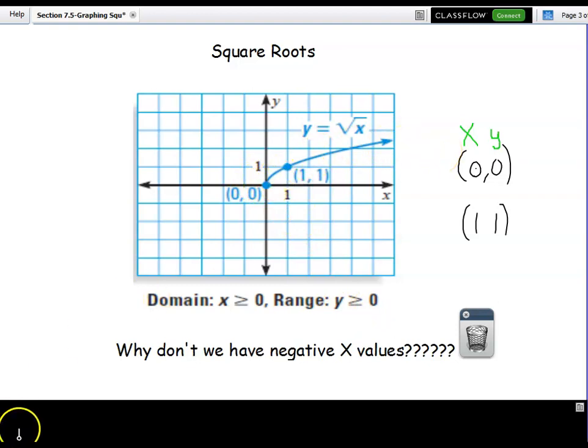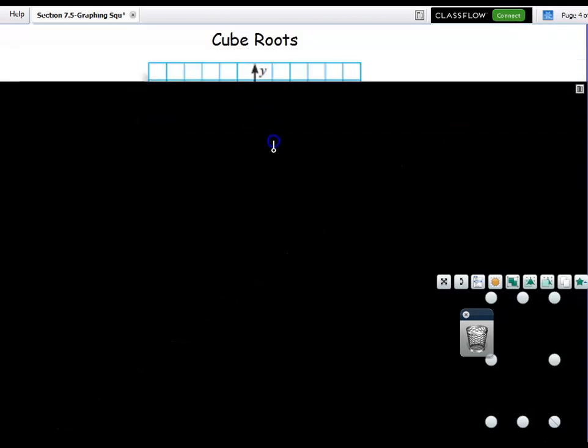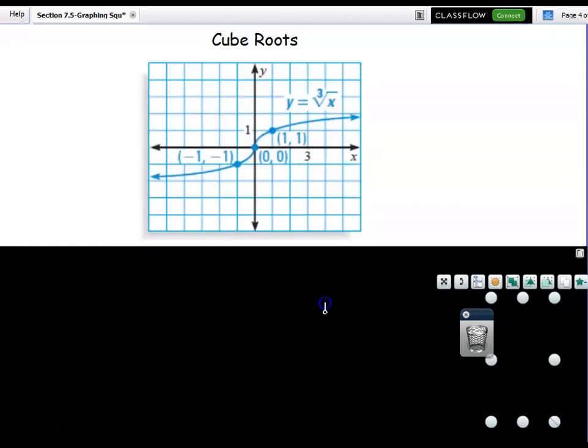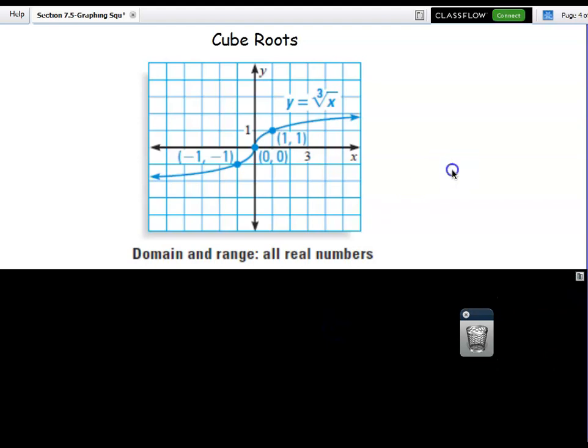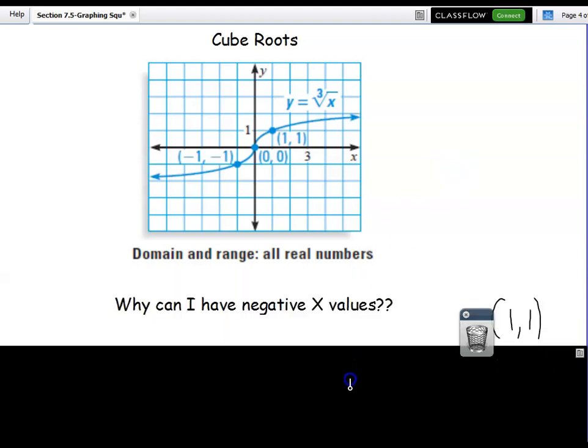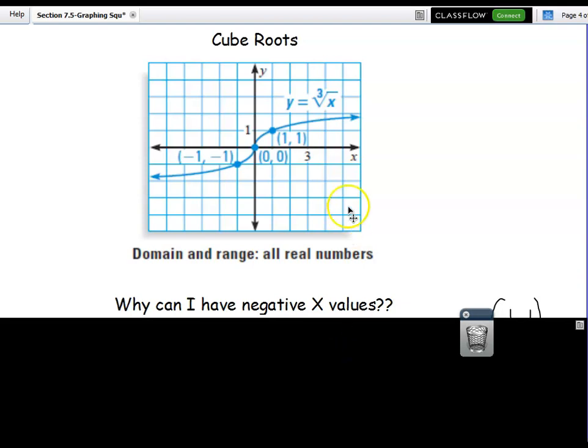Now, what does a cube root look like? A cube root function here looks like this, where the domain and range are all real numbers. Now, the question I have is, why does it look like this? Well, remember, cube root has the index of 3. Let's look here. Can I have negatives? Unlike a square root, I am allowed to have a negative cube root. That's okay for me to have, which is awesome, which is why my graph goes in both directions.